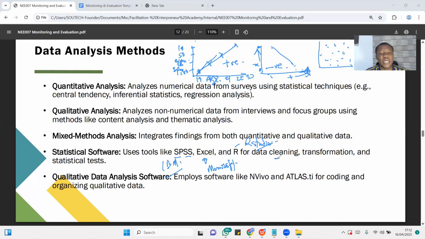So you could use them for data cleaning, transformation, and to run some statistical tests. Then you have some qualitative data analysis software like NVivo and Atlas. Those can also help you gain insights on your data.